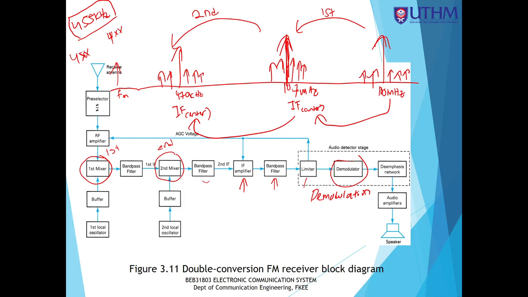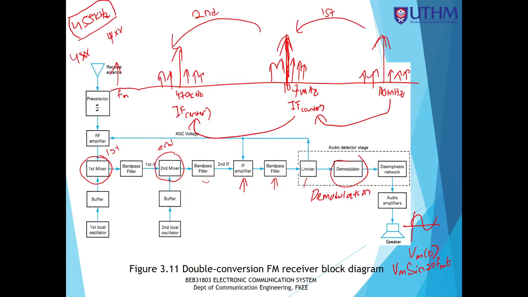Okay, and then we do the demodulation process, and then de-emphasis, and then we produce the output signal, which is vm(t). For example, here is a sine, so vm sine 2 pi fm t at the output. Okay, so that's the basic concept of the receiver in FM. Okay, FM receiver.